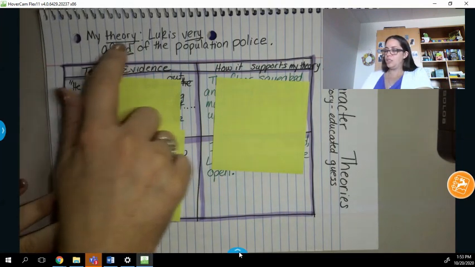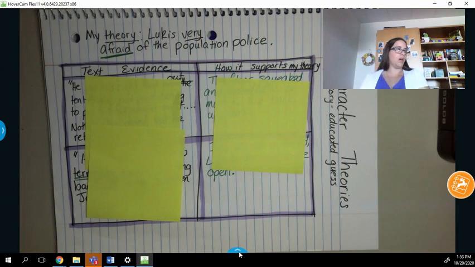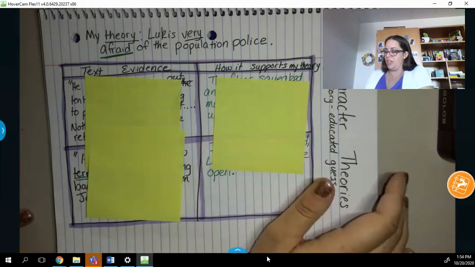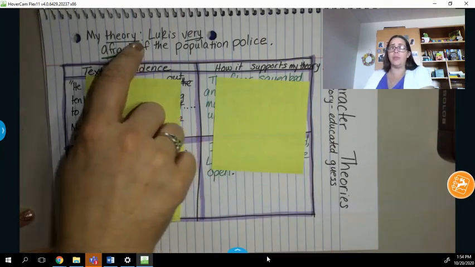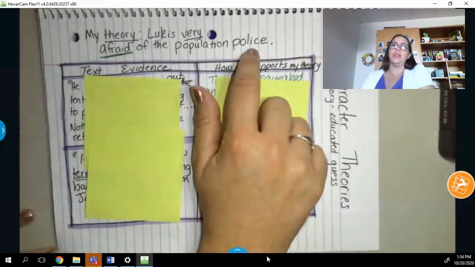And then I'm going to use a theory. So I'm going to actually talk about our book, Among the Hidden, because it's one that we have. Some of you have already finished it, some of you are halfway through, some of you almost done, some of you have just started. But this theory is not going to spoil anything. It's going to give you a little bit, but it's not going to be anything major. My theory about our main character, Luke, is that Luke is very afraid of the population police.